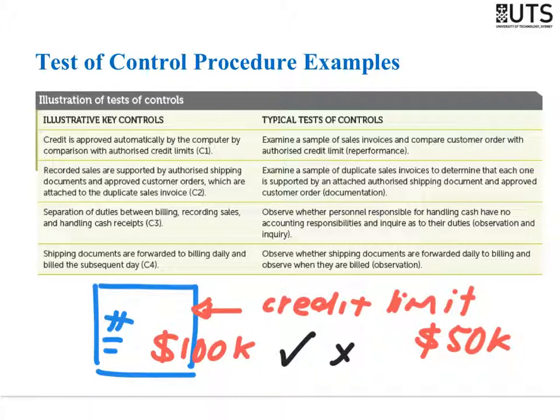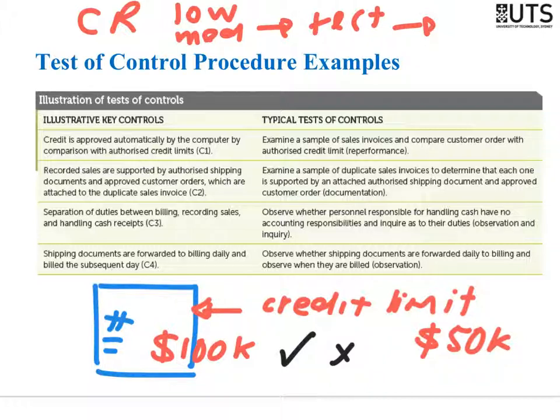Let me ask you a question. Is it possible that we assess control risk as being low or medium, okay, and then we go ahead and we test it and we find that it doesn't work? Is that possible, do you think? So is it possible, for example, in this example that I've given you, that we put in this sales transaction, we know that Diego's limit is $50,000 and the system accepts it? Do you think that's a possibility?